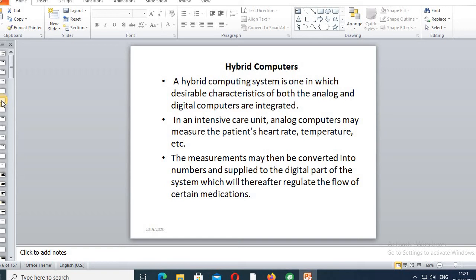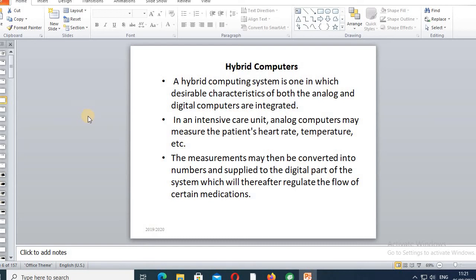More especially, these computers are found in hospitals, where they may need to measure the heartbeat, or the rate at which the heart is beating. Are we together? So it will be done there. In intensive care units, analog computers may measure the patient's heart rate, temperature, etc. So it can do so many things.